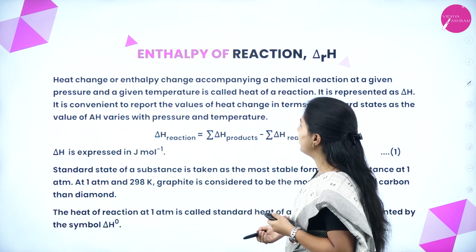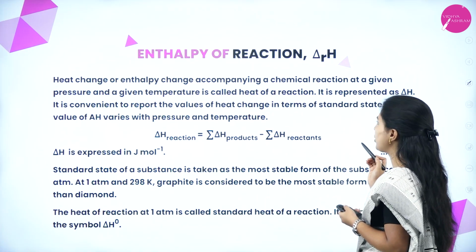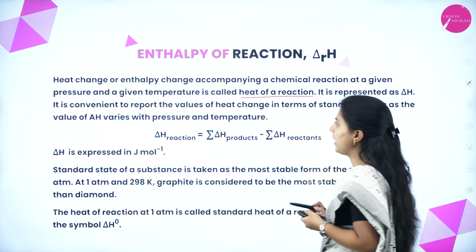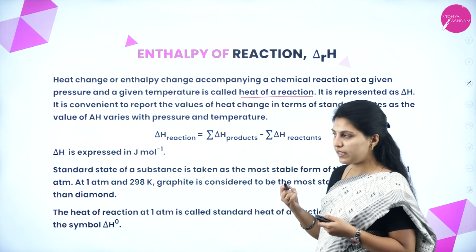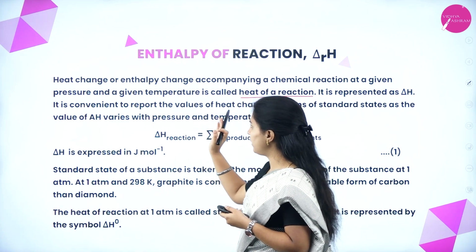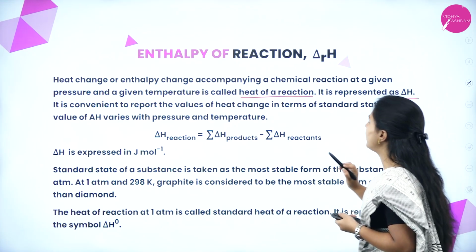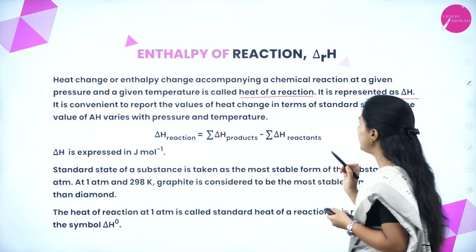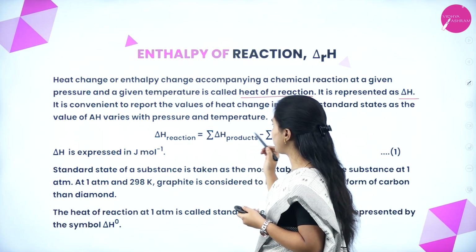Next, enthalpy of reaction. Heat change or enthalpy change accompanying a chemical reaction at a given pressure and a given temperature is called heat of a reaction. Whatever heat changes or enthalpy changes are observed in a chemical reaction at a given pressure or temperature is called heat of a reaction. It is represented by delta rH. It is convenient to report the values of heat change in terms of standard states, as the value of delta H varies with pressure and temperature.